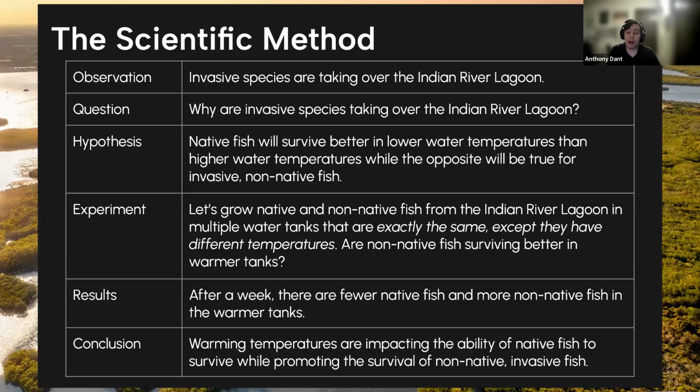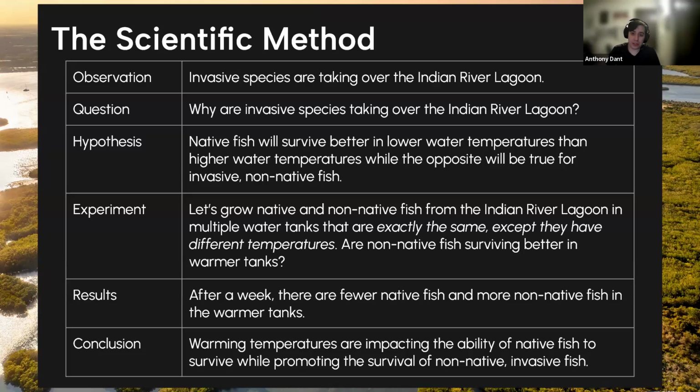In which case, our hypothesis for this scenario is that native fish will survive better in lower water temperatures than higher water temperatures, while the opposite will be true for invasive non-native fish. Now, this is a hypothesis specifically looking at invasive species in general, but we can also tailor a hypothesis to our specific question, such as if we were to look back at why invasive species were taking over the Indian River Lagoon, we can also ask a hypothesis is that we believe that invasive species are more suited to these environments than native species. So it is almost an explanation for your question that the hypothesis is trying to serve.